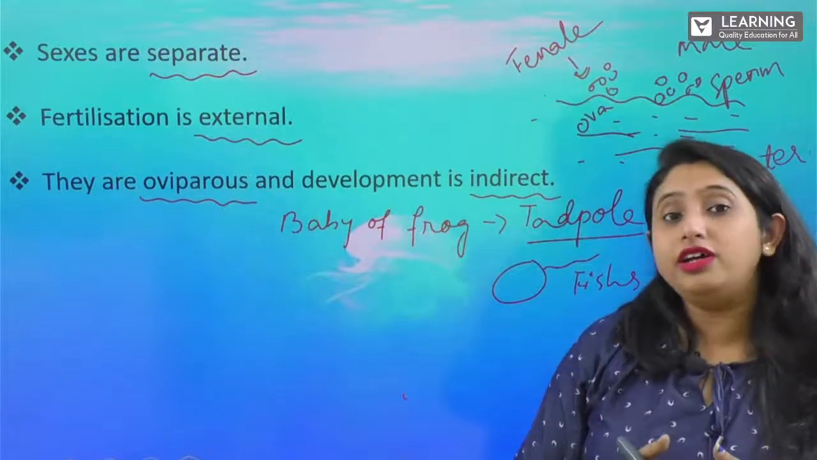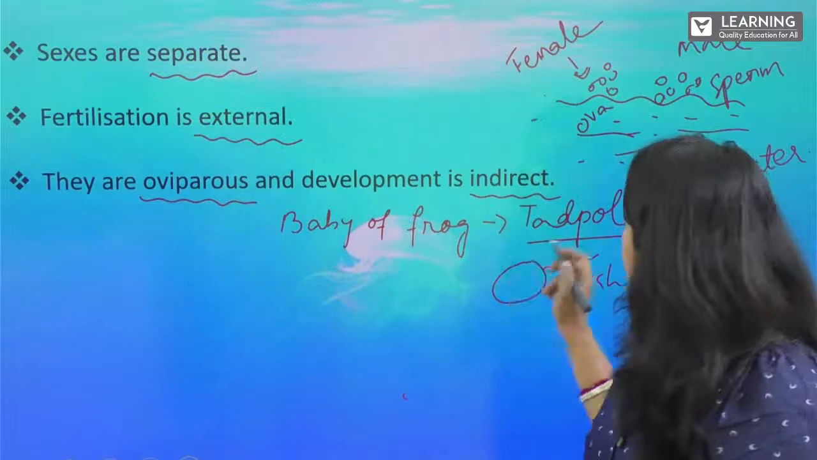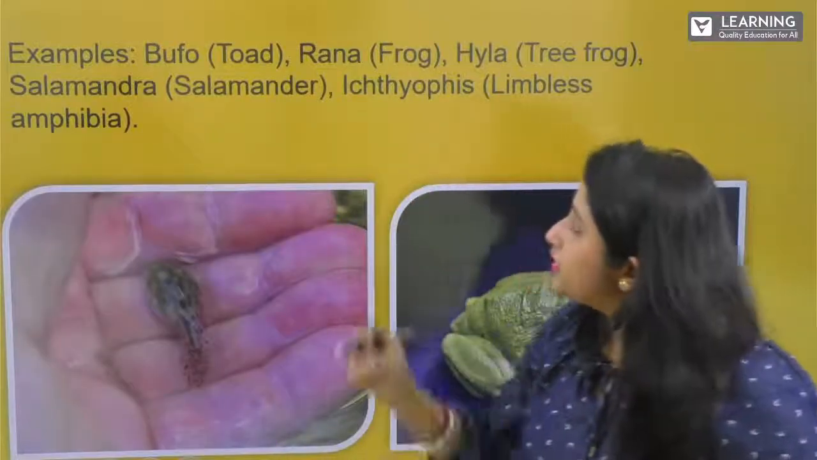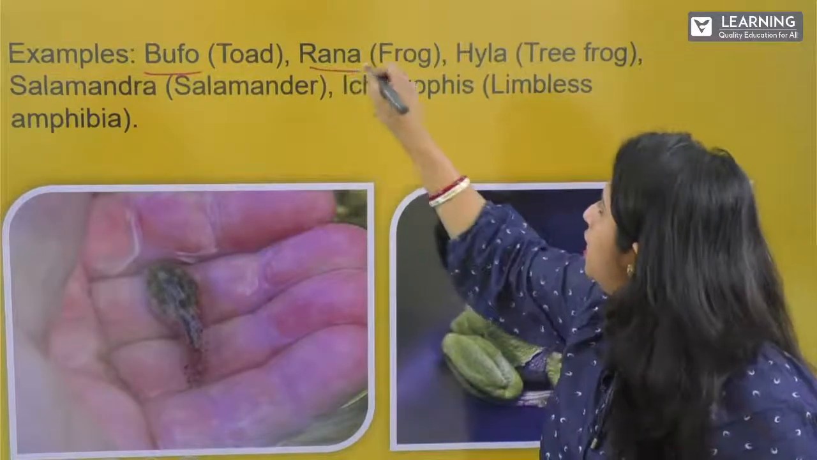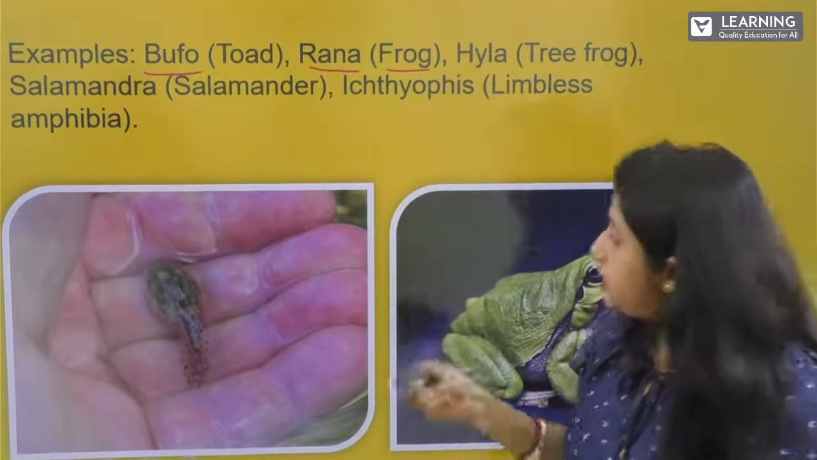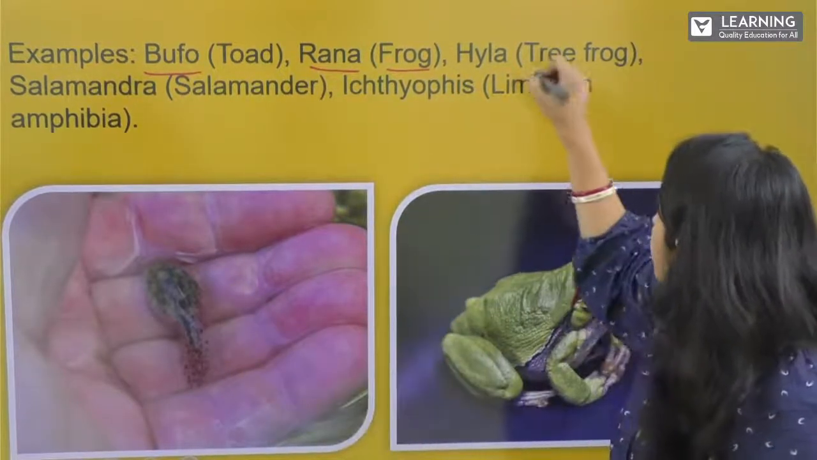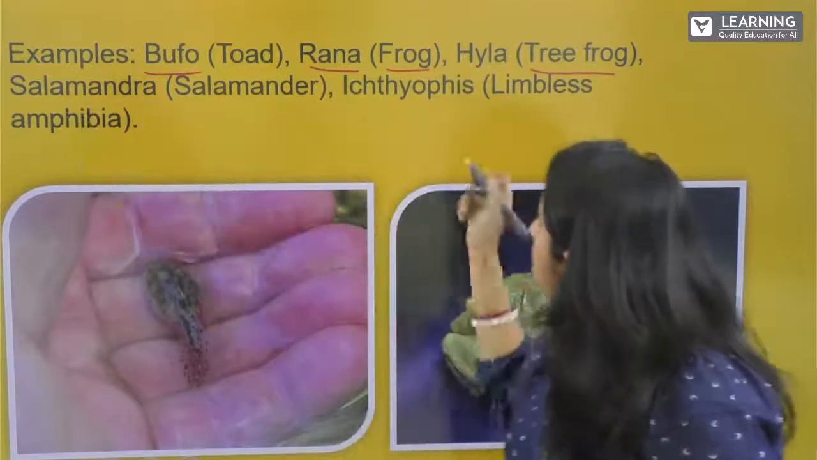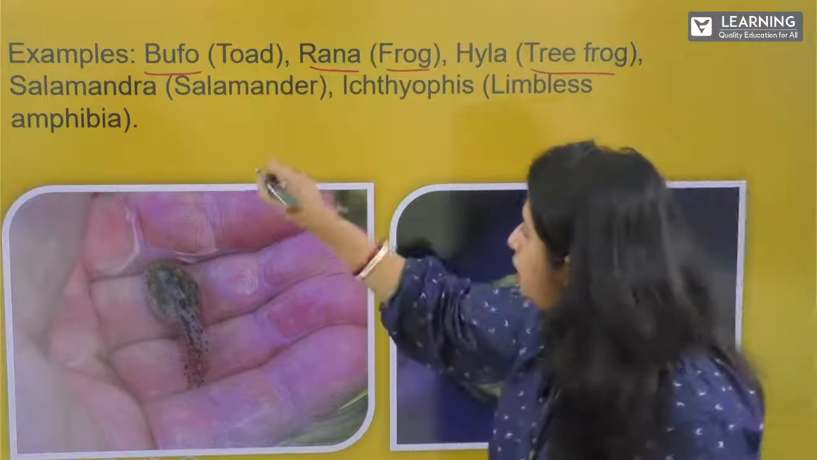So this is how reproduction takes place in frogs, and the baby of a frog is known as a tadpole. Examples are Bufo, then Rana, that is your frog, this is your tadpole, then Hyla is the tree frog, then next is your salamander, then limbless amphibia.